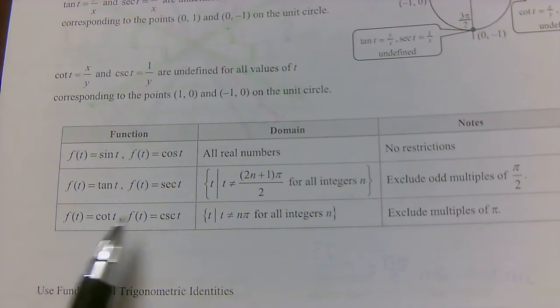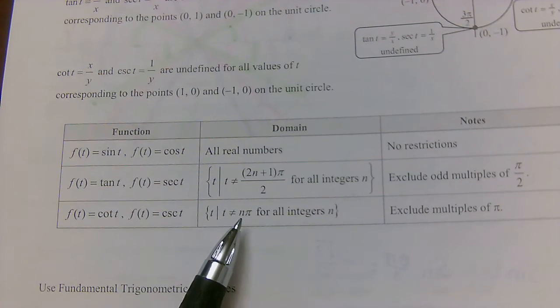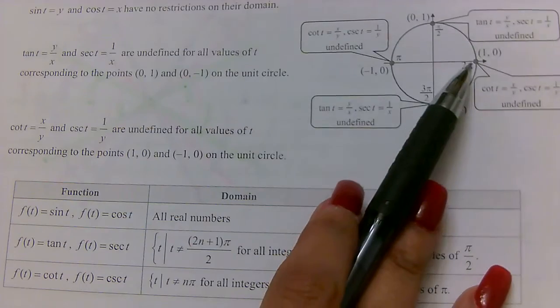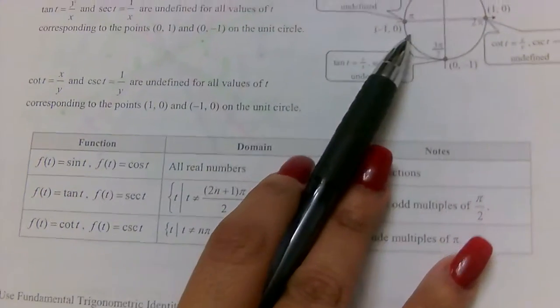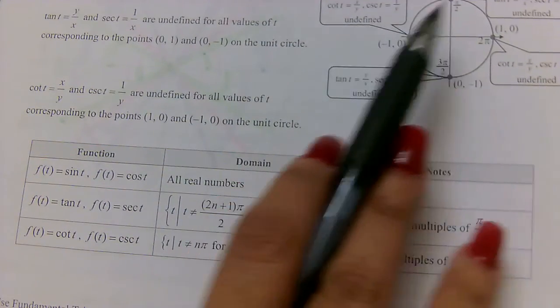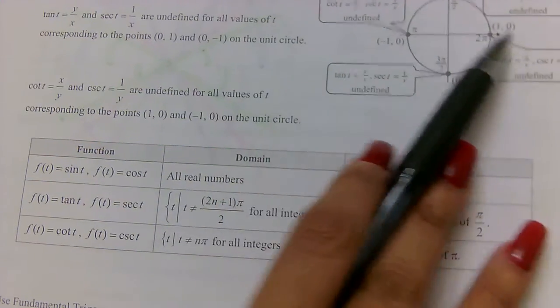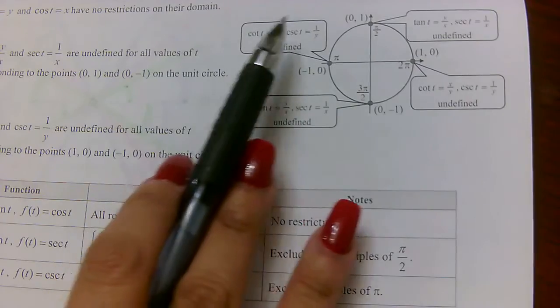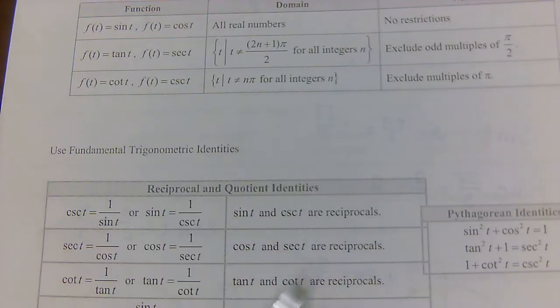Okay. For cotangent and cosecant, all we're doing is finding the multiples. So if n is 0, it would be here. If n is 1, it would be 1 pi. If n is 2, it would be 2 pi. And you're going between these two values, which makes cotangent and cosecant undefined in those specific areas.